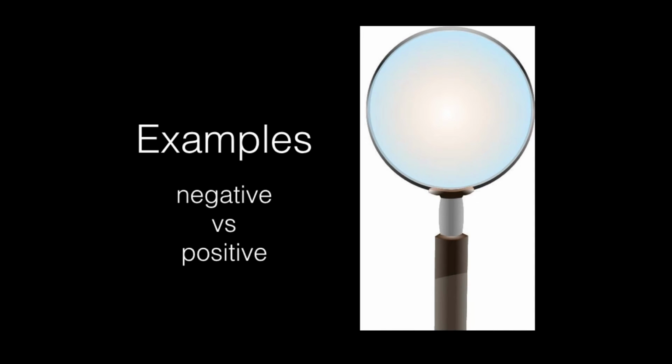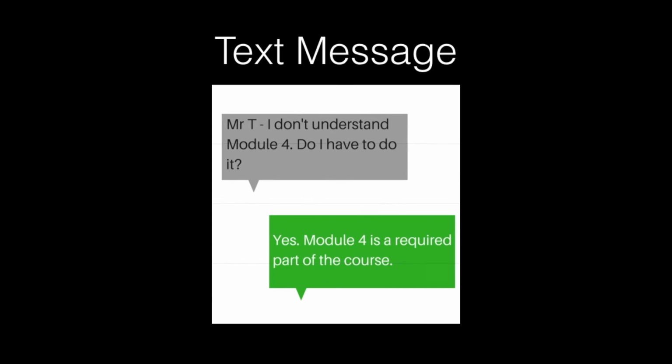Let's look at some examples of positive tone versus negative tone as found in a written communication with a student. In this text message, the student started a conversation that asked whether or not she was required to complete a module. The response from the teacher is curt and unemotional. By simply adding a quick emoticon or adding more of a response, this same message can be conveyed in a much nicer and more pleasant tone.